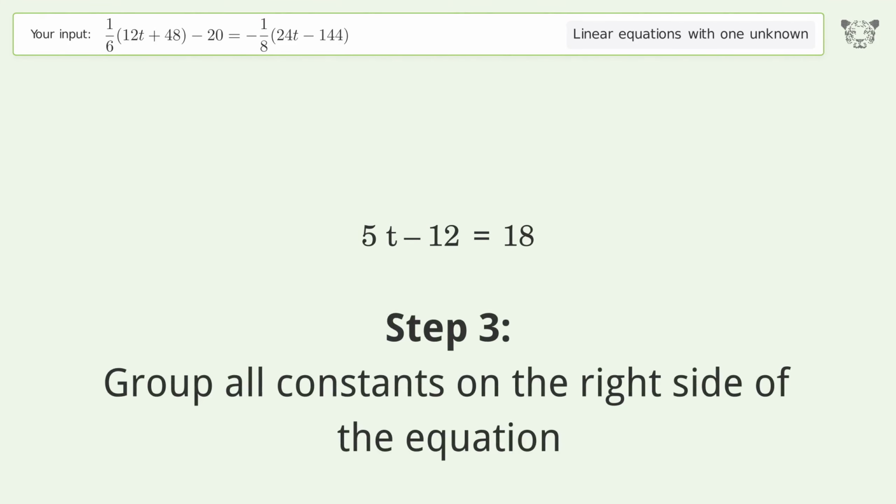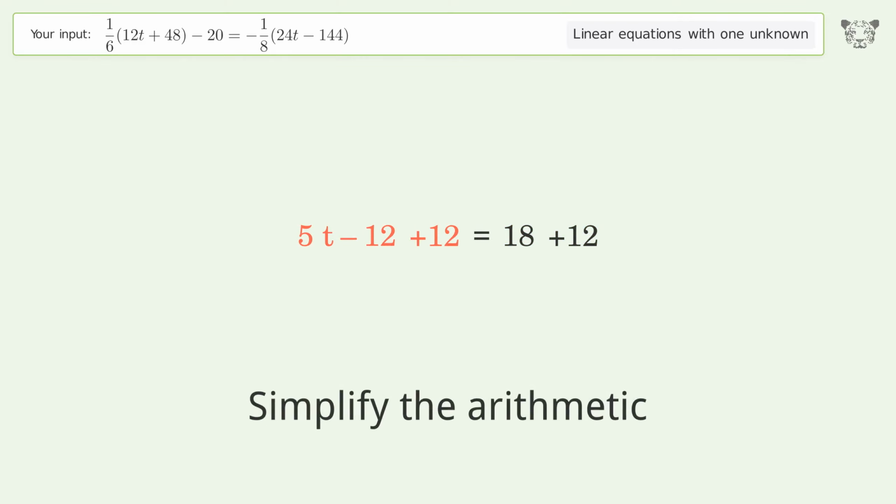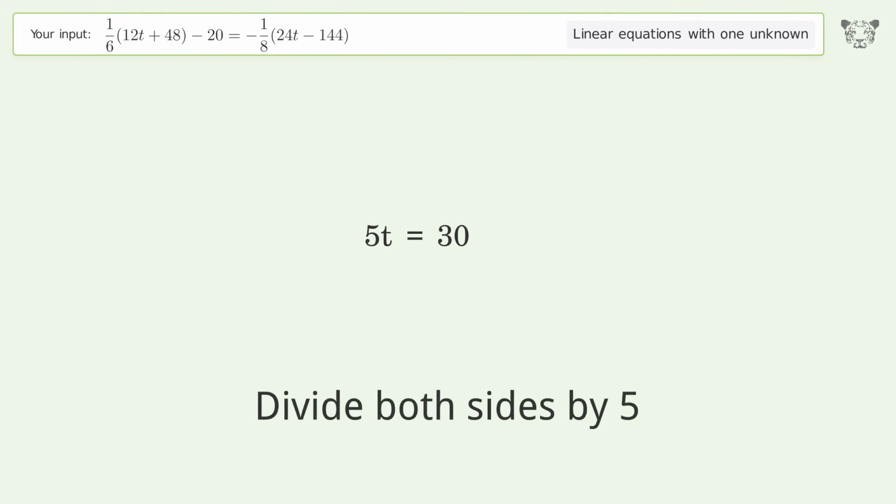Group all constants on the right side of the equation. Add 12 to both sides. Simplify the arithmetic. Isolate the t. Divide both sides by 5.